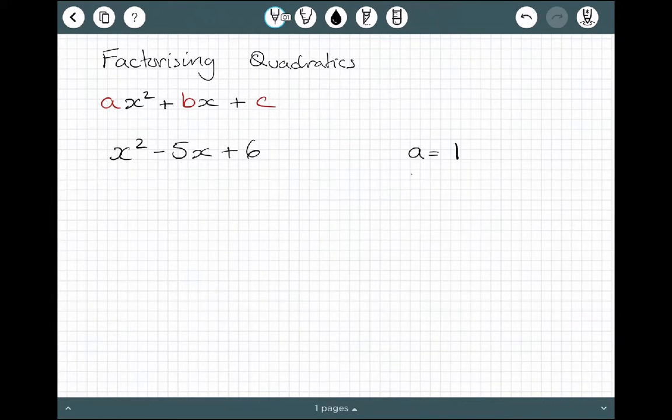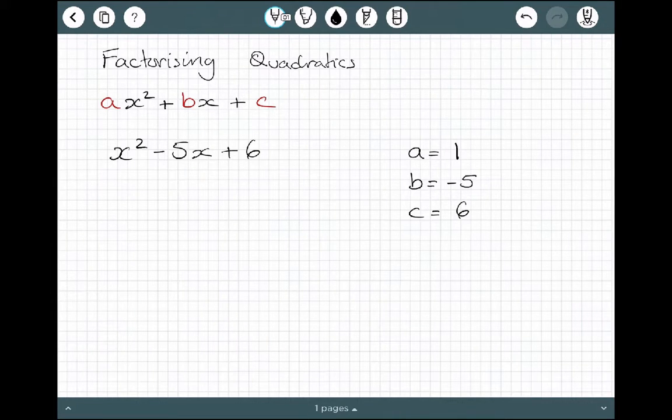Now the b is the coefficient of the x's. So we have negative 5x, so that is negative 5. And then c, that's the number on its own, is 6. Now quadratics don't always have to be in this order. We could have them jumbled around. However, it's much better if you write it in order of decreasing power: x squared, x, then the number.